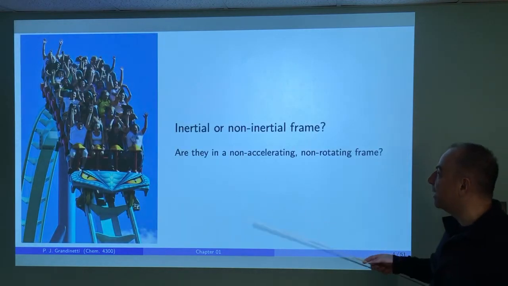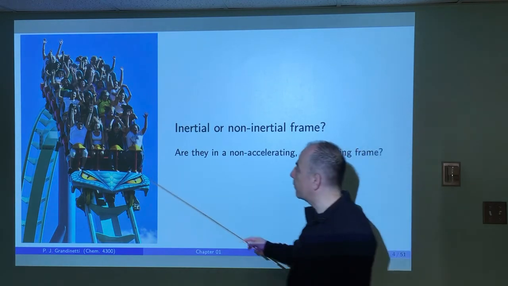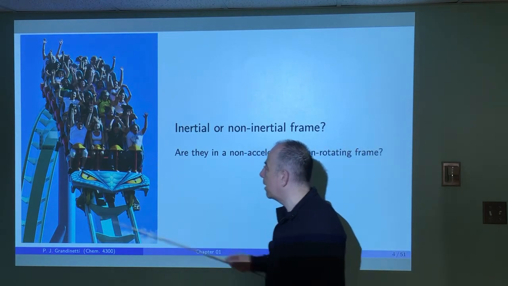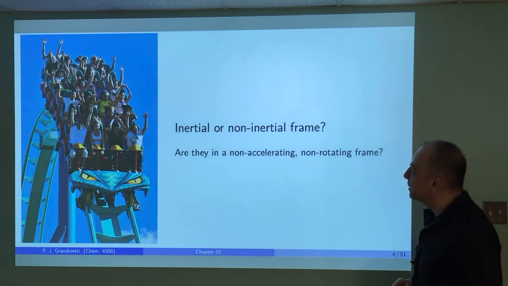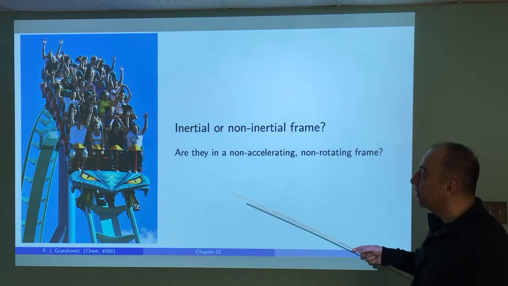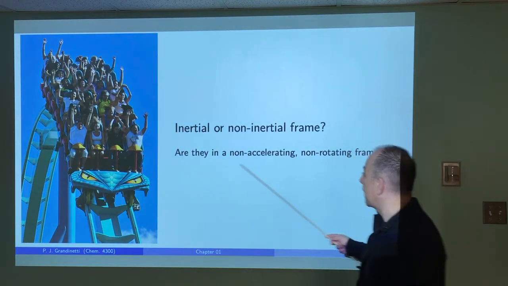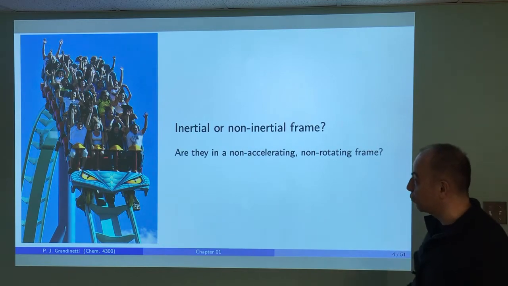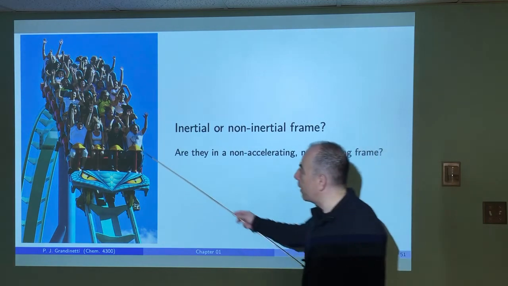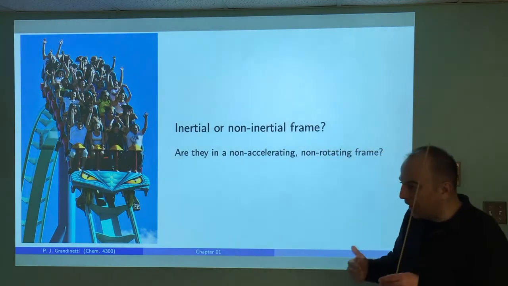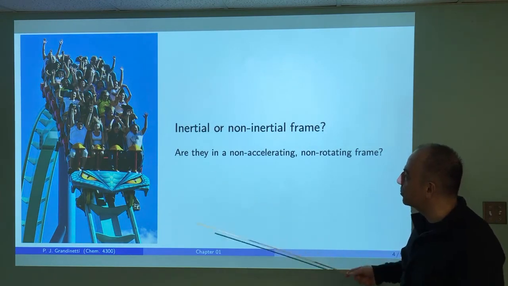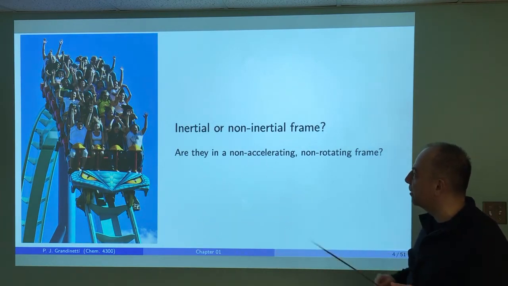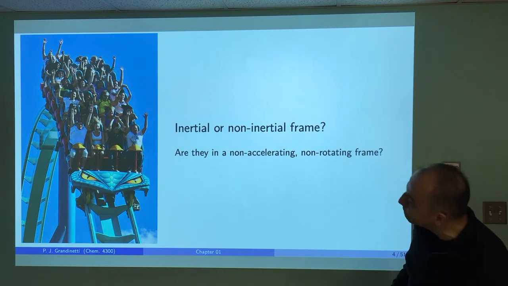So you might imagine that if you defined your reference frame within the context of a seat on this roller coaster ride, then you're clearly in a frame that's accelerating and, in this picture, rotating. So if you define your reference frame from the point of view of a seat on this roller coaster car, then clearly you're in a non-inertial frame, right?